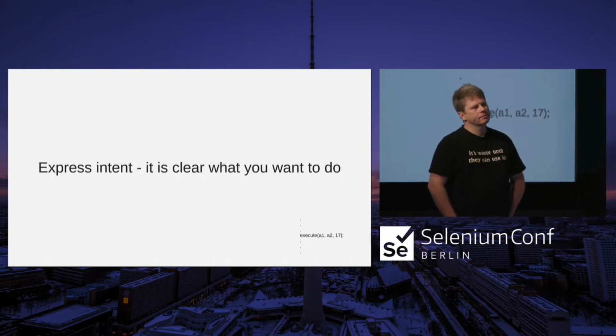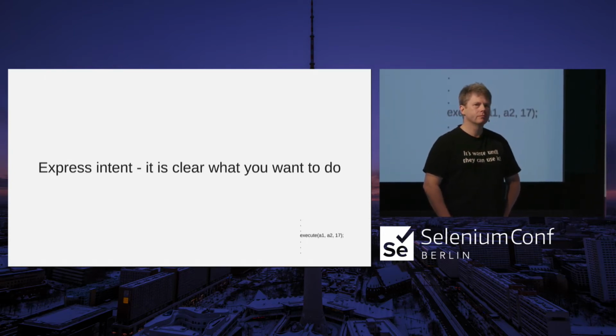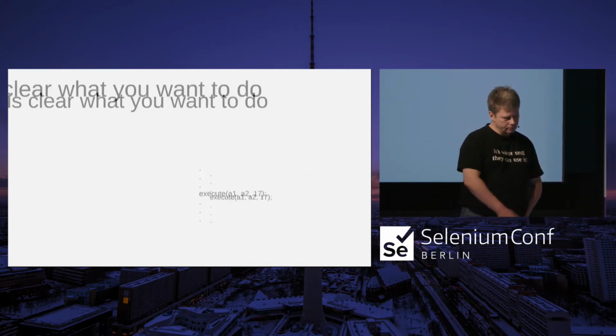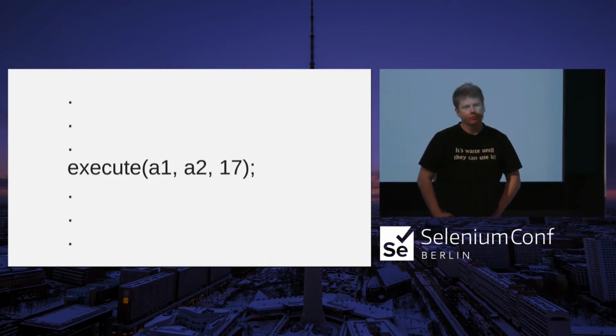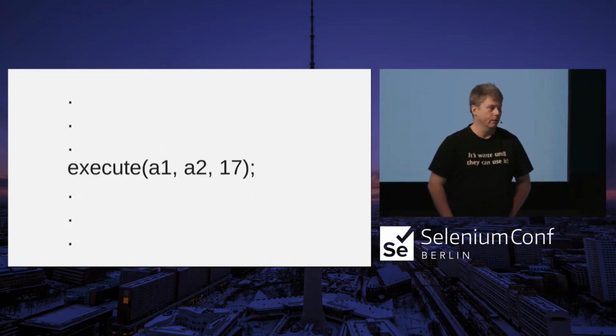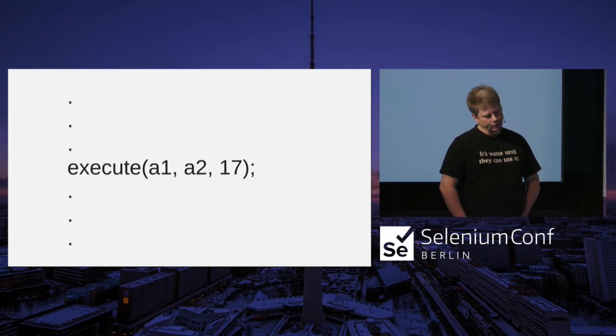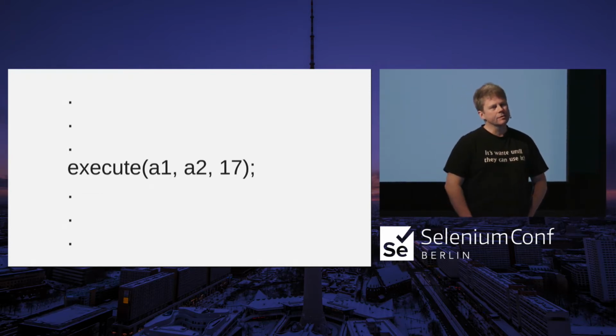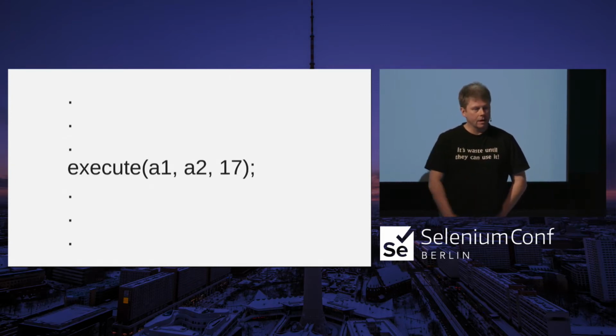And expressing intent, well, we're talking about test code. And if I can't understand the test code, how am I supposed to understand what's happening, what should work? So expressing intent is very, very important. So what does this one do? I don't know. Or actually I do know because I know what's coming next. But this one tells me nothing. Do something. Okay. With these 3 things. A1, A2, and 17. I know that 17, that's a small random number, that's defined. So that's clear. The rest, I have no idea.